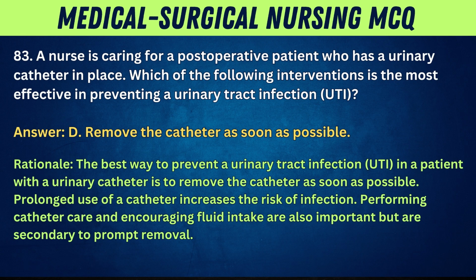Answer: D. Remove the catheter as soon as possible. Rationale: The best way to prevent a urinary tract infection, UTI, in a patient with a urinary catheter is to remove the catheter as soon as possible. Prolonged use of a catheter increases the risk of infection. Performing catheter care and encouraging fluid intake are also important, but are secondary to prompt removal.